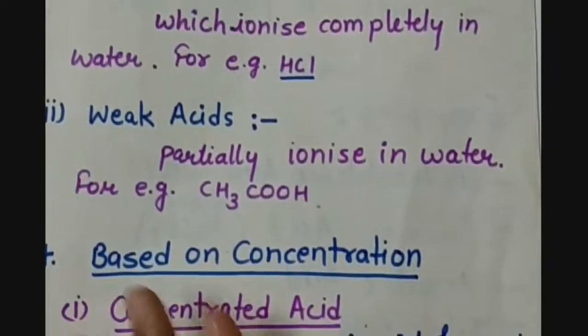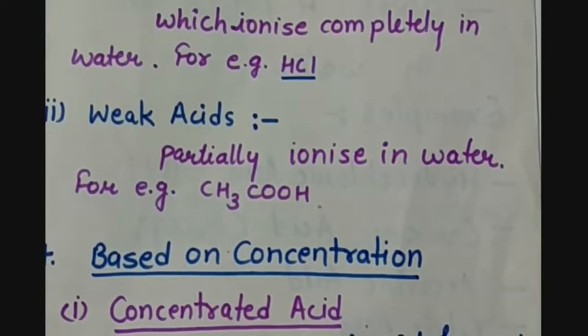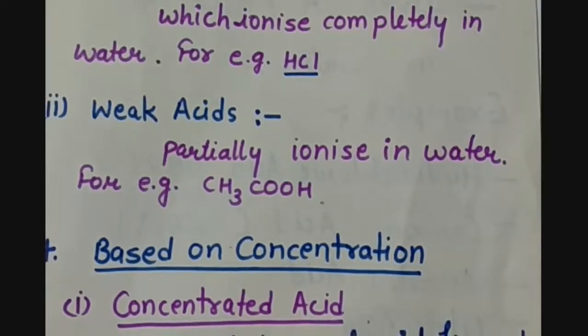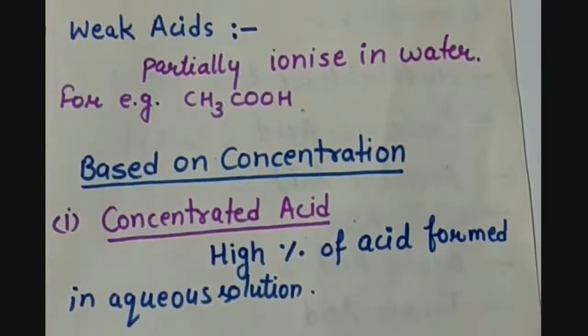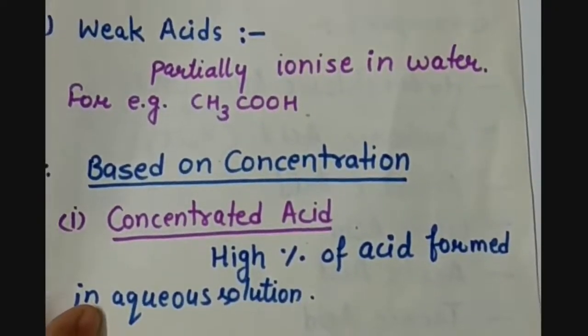Now when this ionization is partial, that only a few molecules are dissociating into their ions when they are dissolved in water, then that kind of acid is called weak acid. For example, we have CH3COOH, that is acetic acid. Fourth category is based on the concentration.